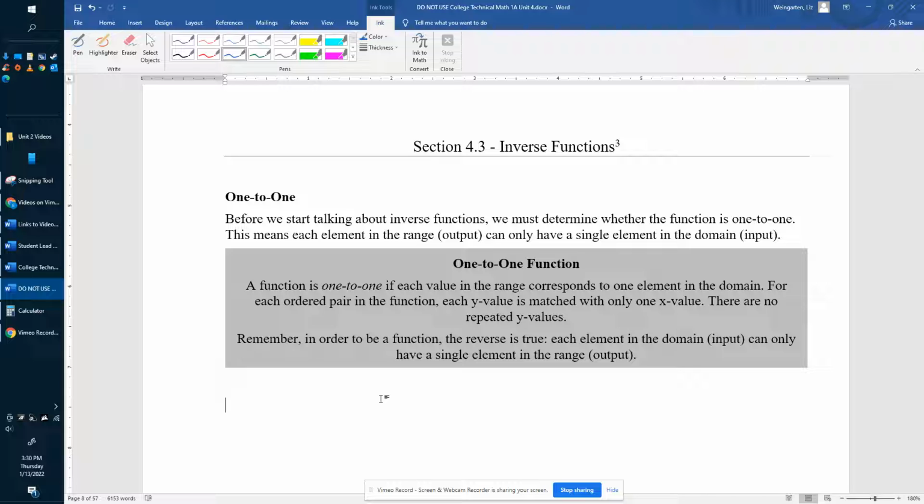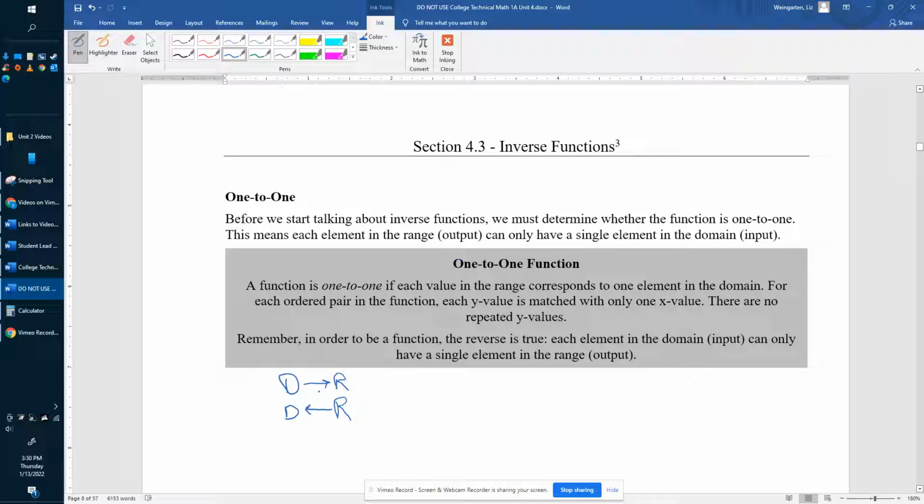So you remember our definition of a function? Our definition of a function states that every item in the domain has one item in the range. So we can't have an item in the domain that has two items in the range. What this is stating is that every item in the range has only one item in the domain. So this is stating that for every D, there's only one R.